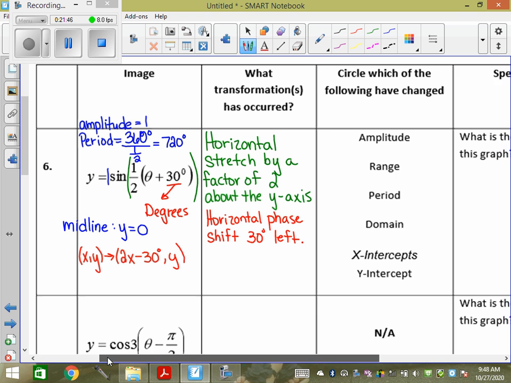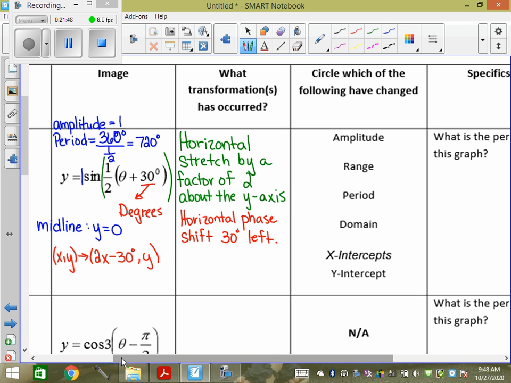So what is my amplitude for this one? Did it change? No, it's still 1. What about my range? Is my range going to change? My D is still 0, my amplitude's 1. 0 plus 1 is 1, 0 minus 1 is negative 1, so my range's not going to change. What about the period? Did it change?